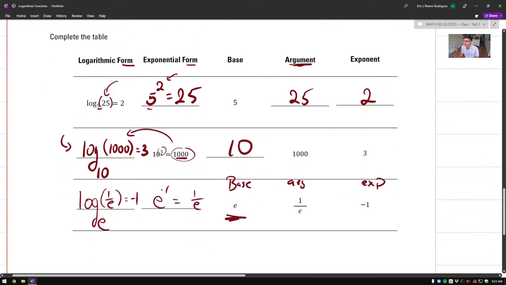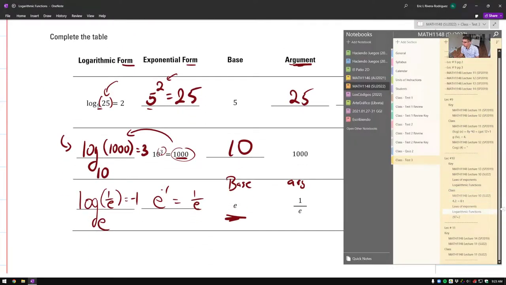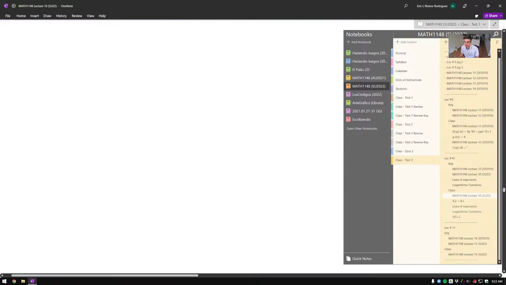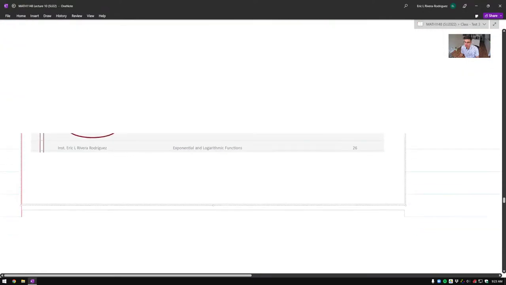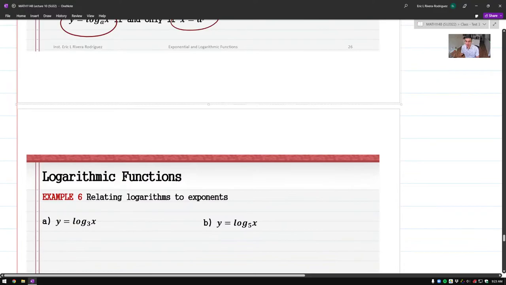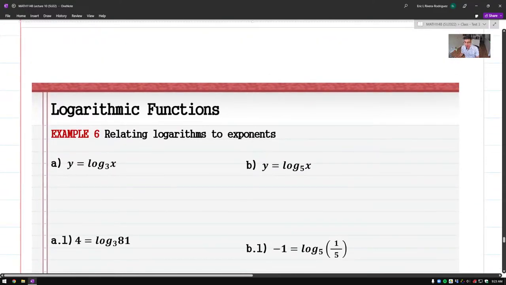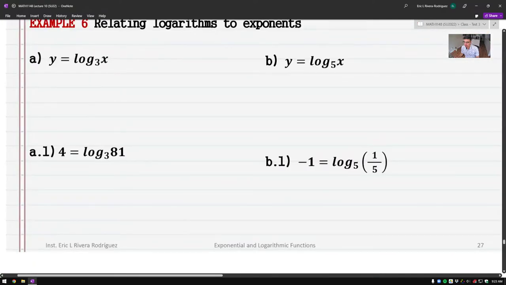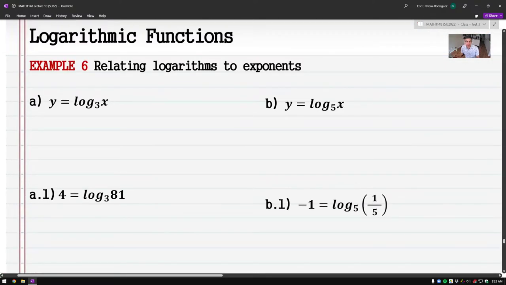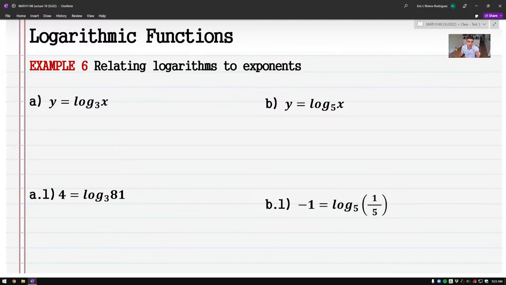Now, let's continue, because our goal is going to be to solve logarithmic functions as well as exponential functions. Okay.